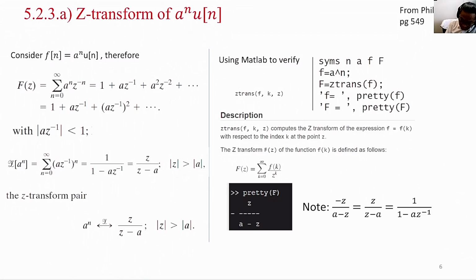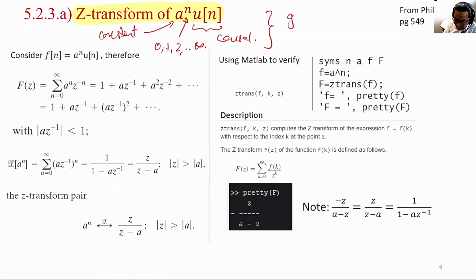Welcome back. In these next few slides, we'll perform the Z transform of a^n u[n], where u[n] of course tells us that the sequence is causal. n will go from 0, 1, 2 until infinity, and a is a constant. So this is a geometric sequence. And when we use the Z transform, you convert the geometric sequence into a geometric series.